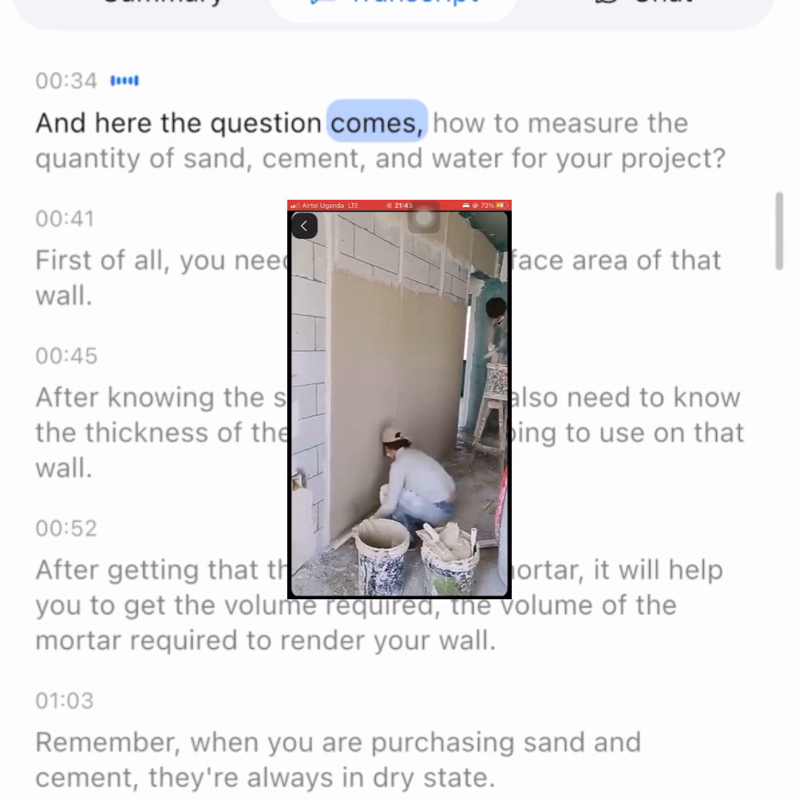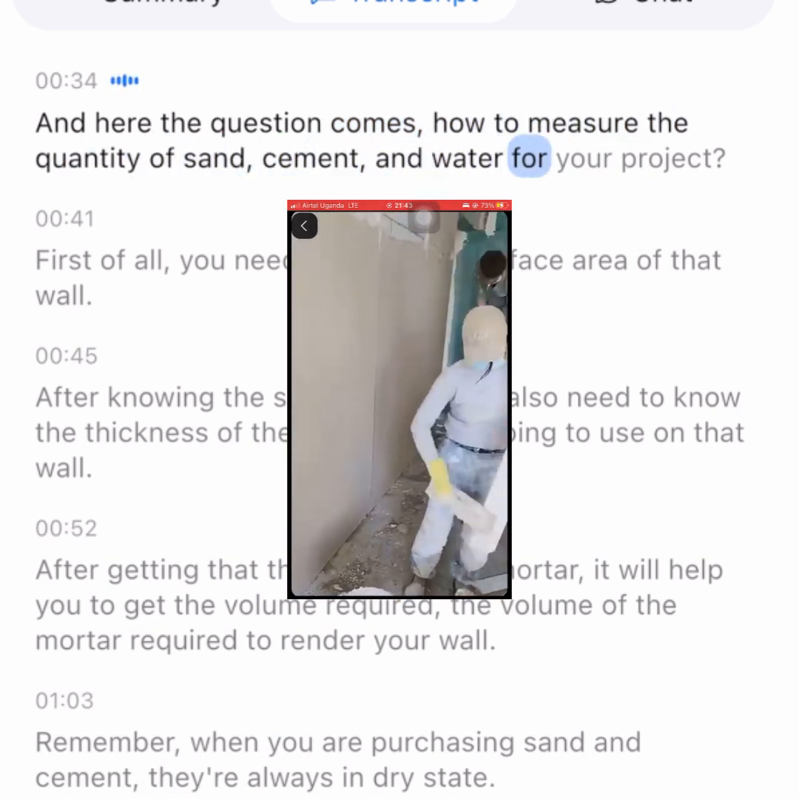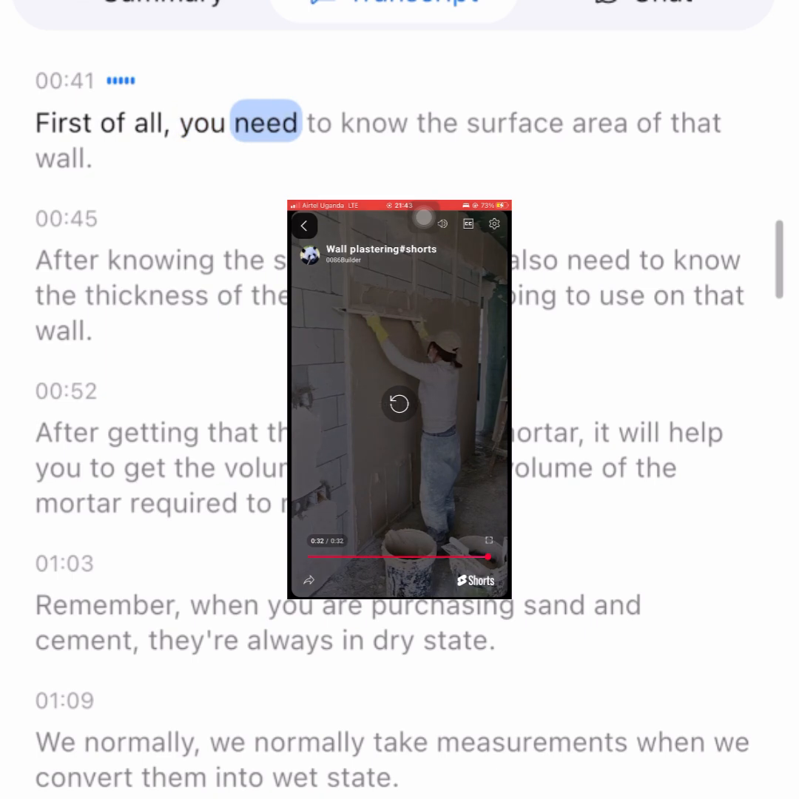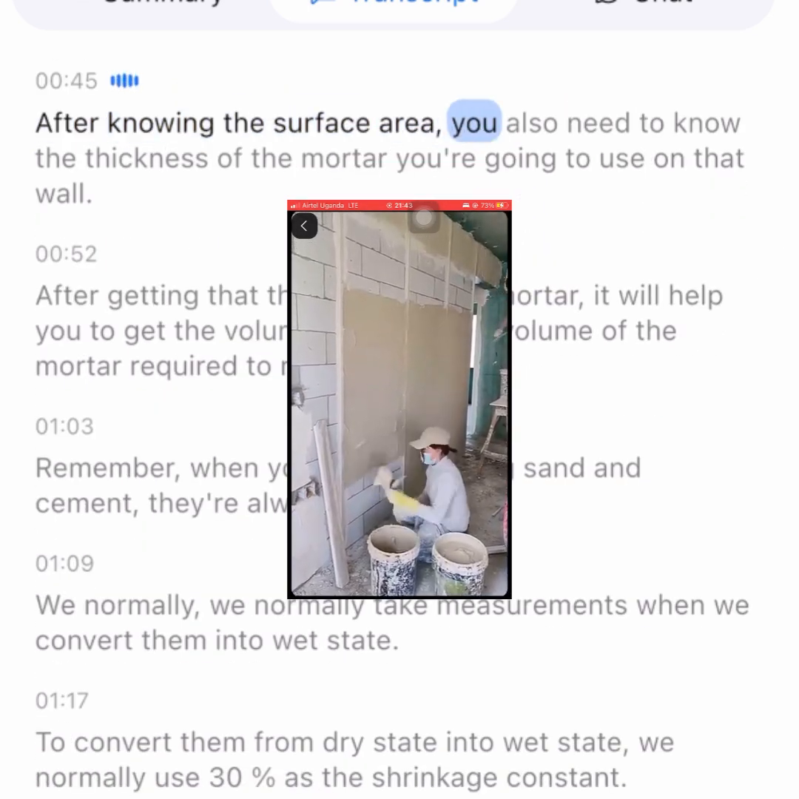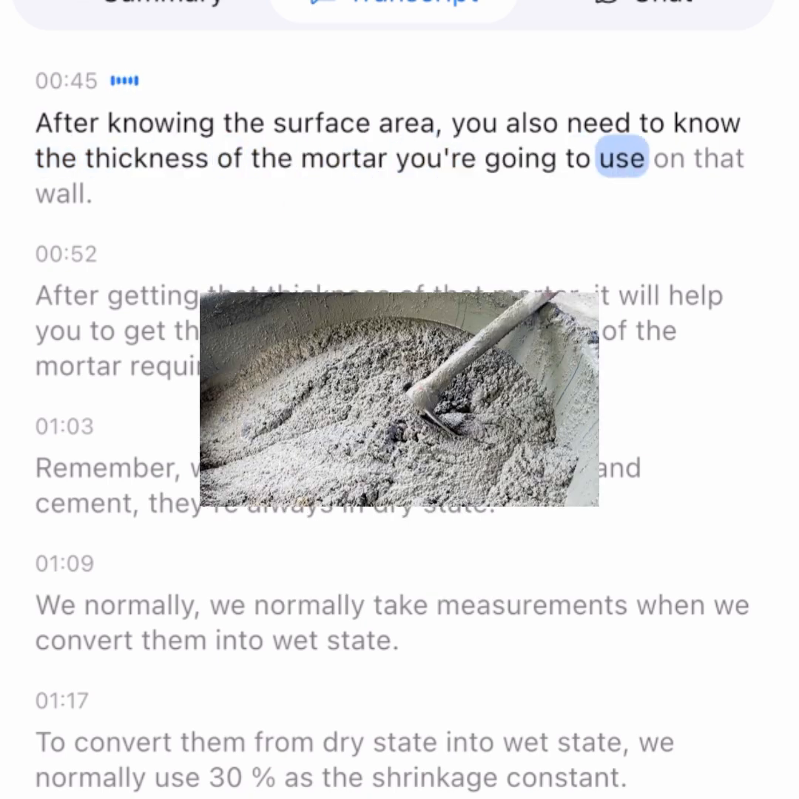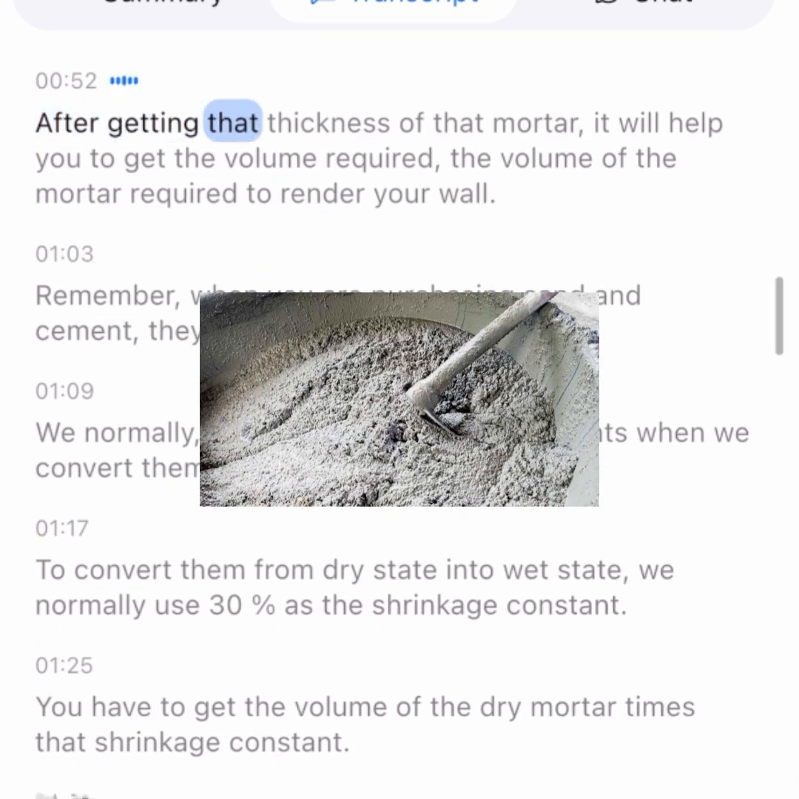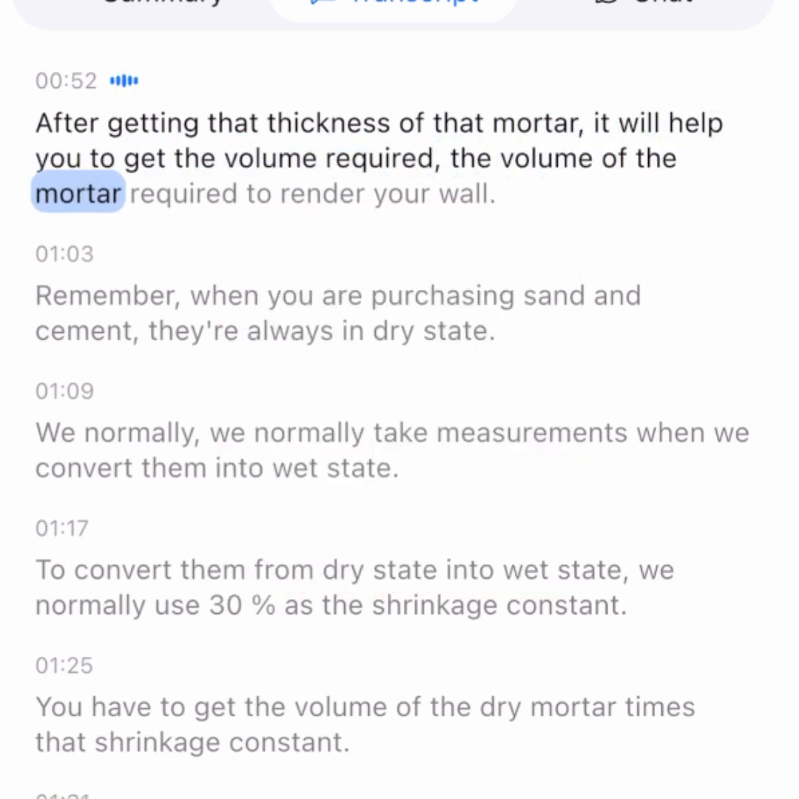And here the question comes: how to measure the quantity of sand, cement, and water for your project? First of all, you need to know the surface area of that wall. After knowing the surface area, you also need to know the thickness of the mortar you're going to use on that wall. After getting that thickness, it will help you to get the volume of the mortar required to render your wall.